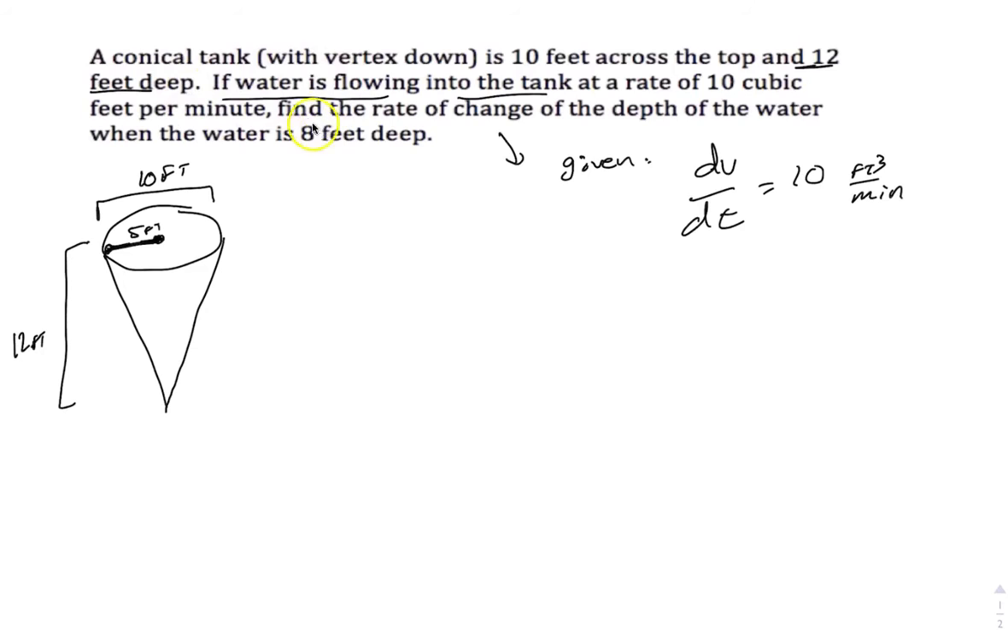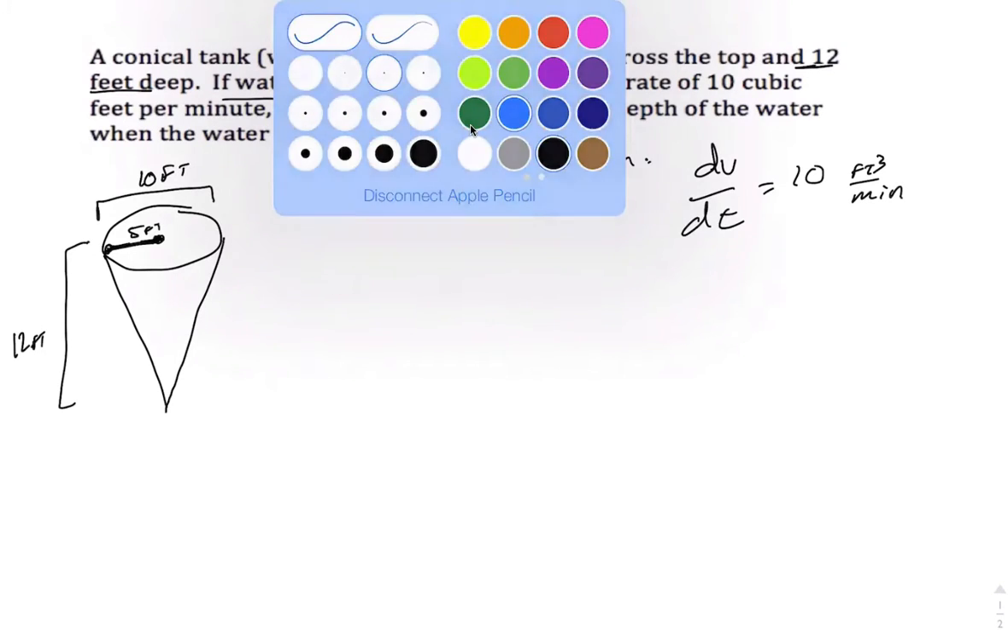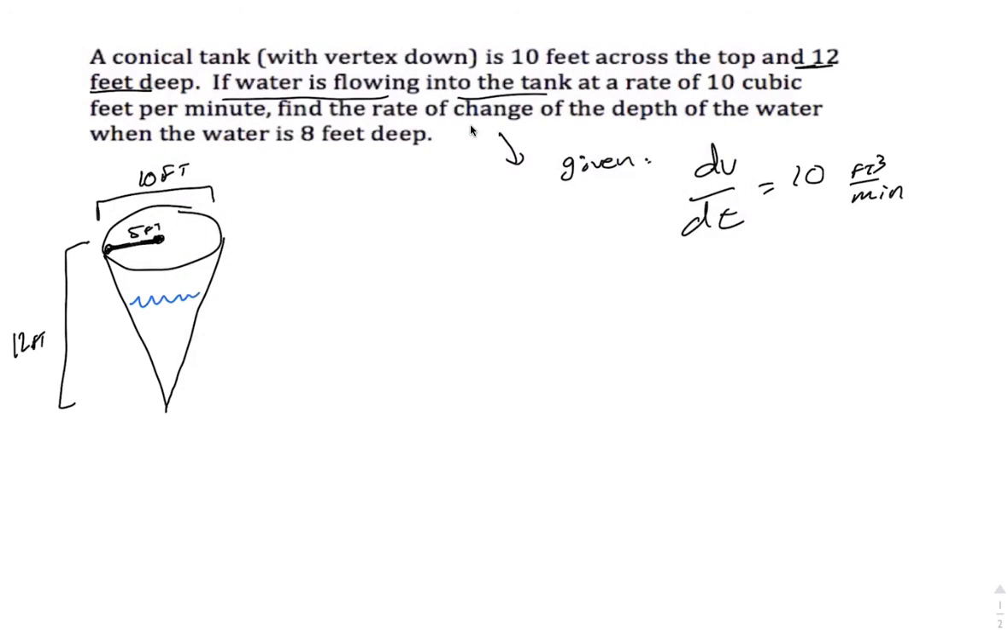What they want us to find. Find the rate of change of the depth of water when the water is 8 feet. So the depth of water is how deep this water is in this tank. So like that. That's our depth of water. They want us to find the rate of that. So our want is dH/dt. So that's what we're wondering about, the depth of the water when the water is 8 feet deep.